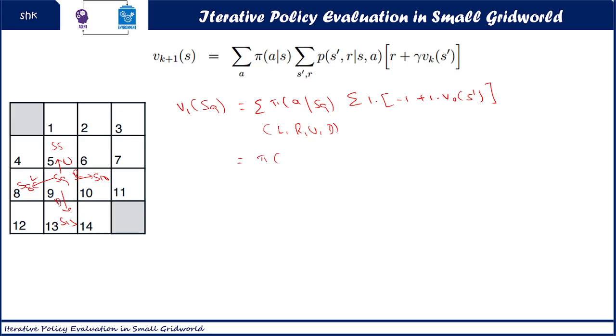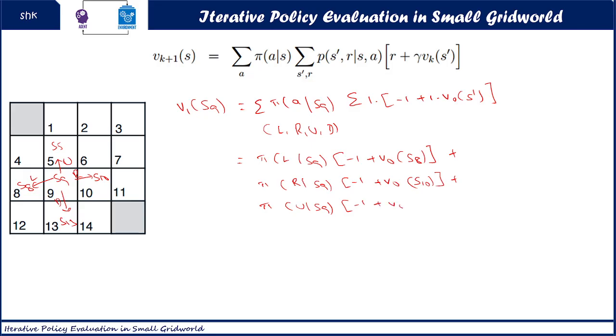Now we'll expand: the probability of left action from S9, reward -1 plus V naught of S8, since the left action leads to S8, plus the probability of right action from S9, reward -1 plus V naught of S10, plus the probability of up action from S9 with a reward of -1 plus V naught of S5, plus the probability of down action from S9, reward -1 plus V naught of S13.